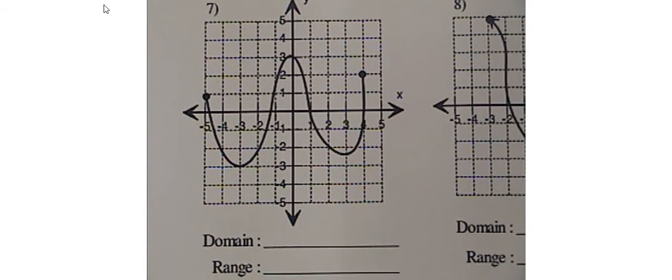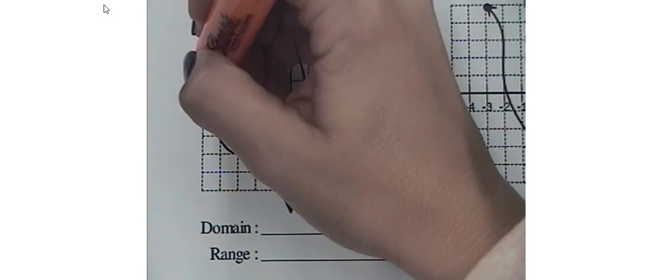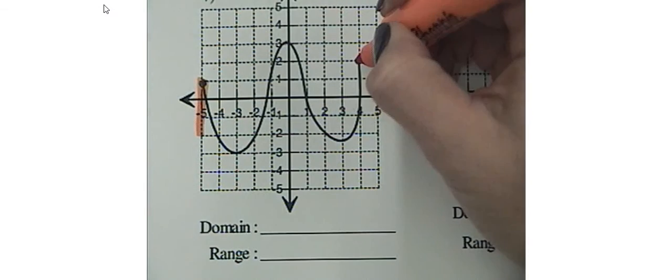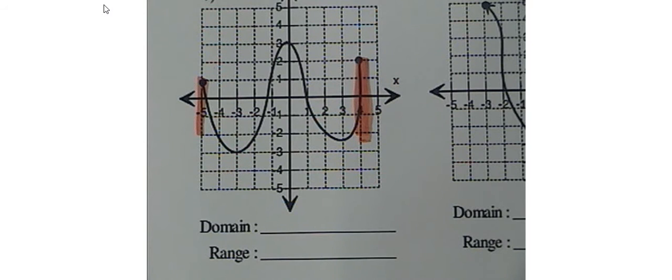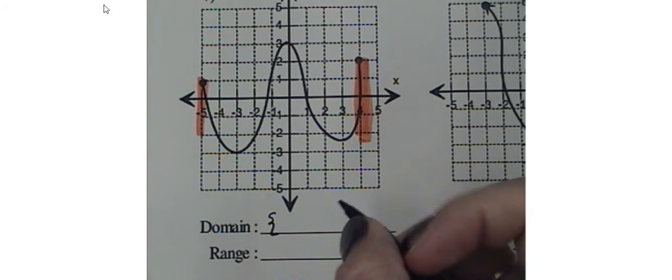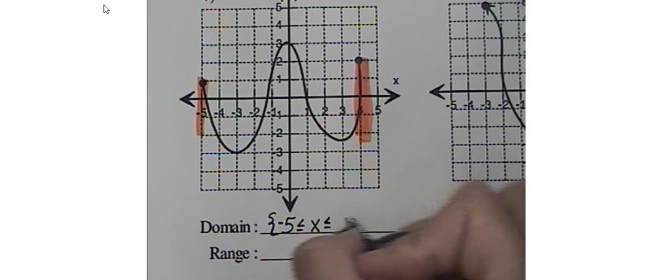Okay, question 7. Domain is your x values from left to right along your horizontal x-axis. So I'm going to use my highlighter to help me. So I start here at -5, and I go all the way over to +4. So fancy bracket, -5 is less than or equal to x, less than or equal to 4.